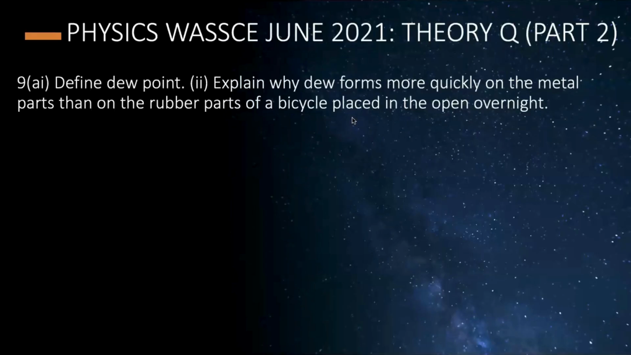So the first part of the question says you should define dew point. So we'll be getting into that, but let's just take all of the first part of the question. Define dew point, explain why dew forms more quickly on the metal parts than on the rubber parts of a bicycle placed in the open overnight. I'm sure you must have experienced this yourself, but have you asked yourself why this happens?